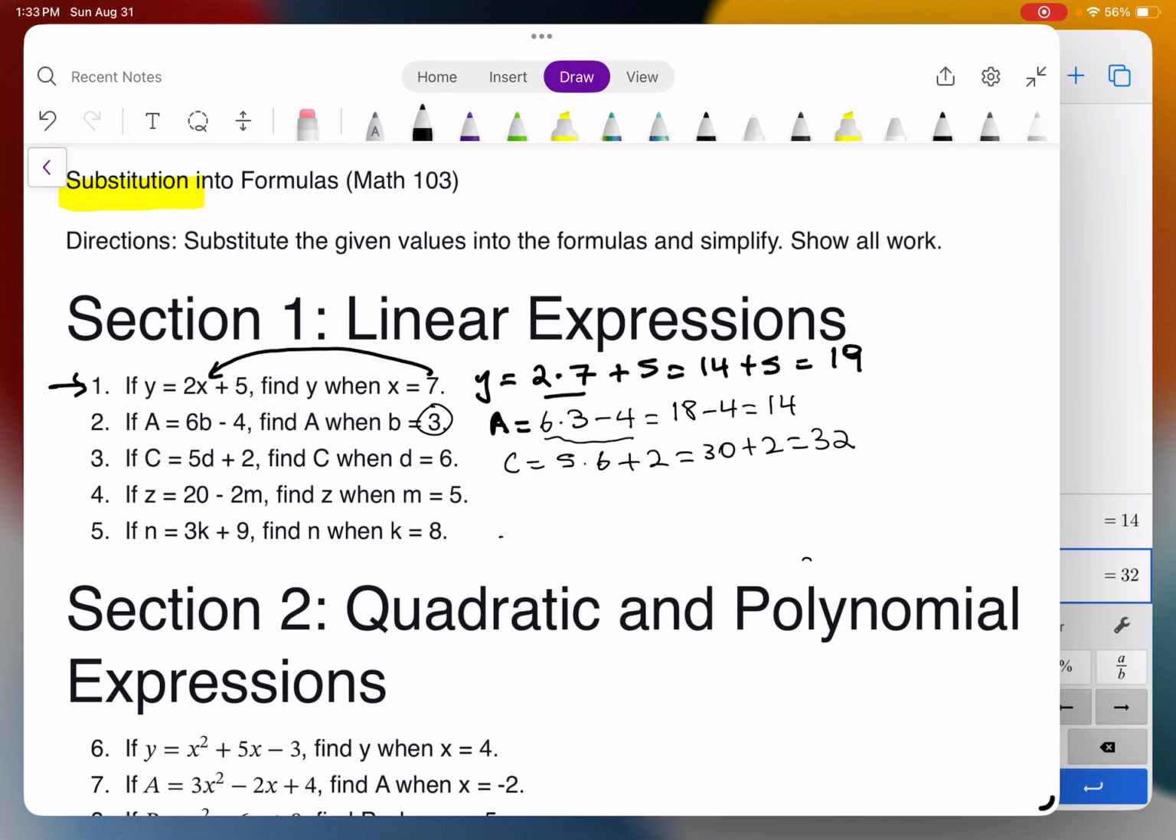On number 4, take a quick moment again, pause the video and try it on your own. When you're ready, join me again.